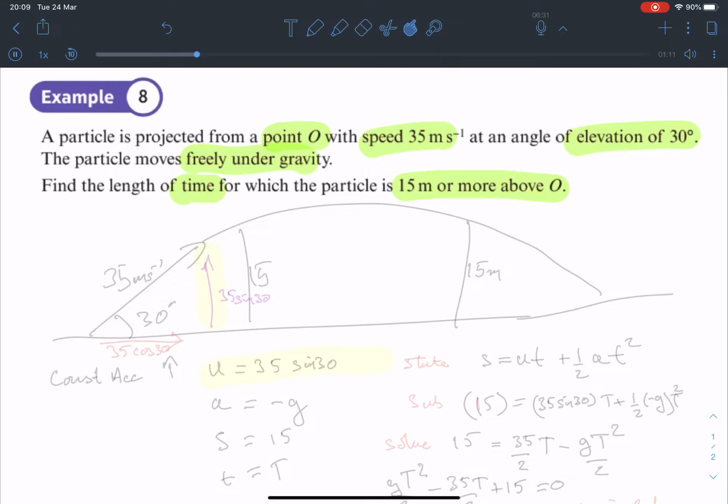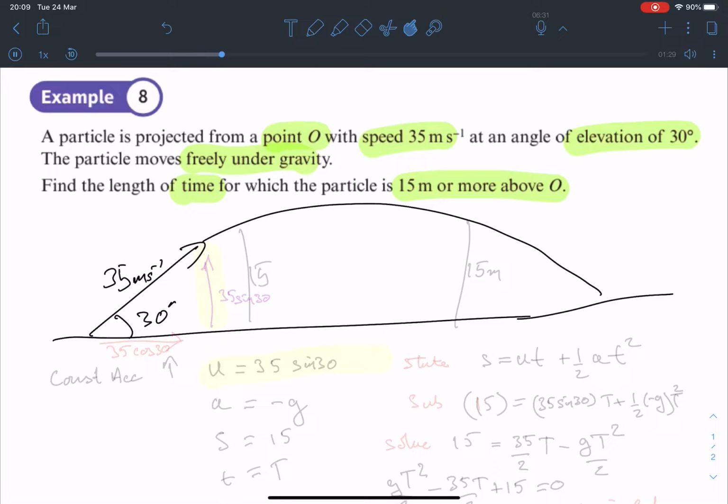Okay, let's have a little sketch of that then. So, we're projected at 35 meters per second, at an angle of 30 degrees. And we want the time at which it's above 15 meters. So there's going to be a couple of occasions where it's 15 meters above the ground. Before we list out the key facts, we're going to recognize that it's constant acceleration because we're not given anything as a function of t. We're going to work vertically.